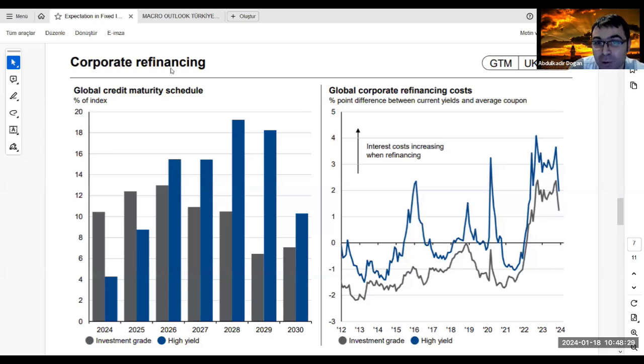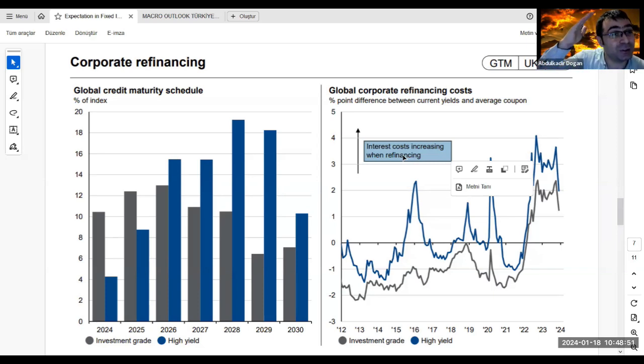And when I look at the right-hand side, interest cost is increasing when refinancing, meaning that if the interest rate increases, my cost of refinancing will increase because I should pay more money to my investor. Initially, I'm taking their money first. I'm giving my bonds to them. And if the interest rate is increasing, the price of the bond decreases, so they are losing money. But because I pay my money back to investors, they will get a higher return and I will pay a higher cost of financing to my investor at the end of the maturity period.